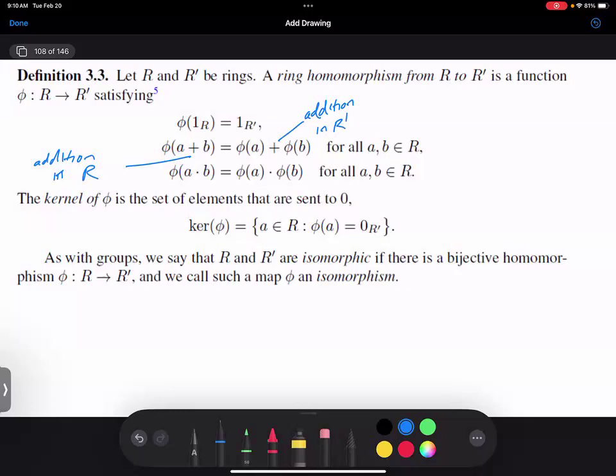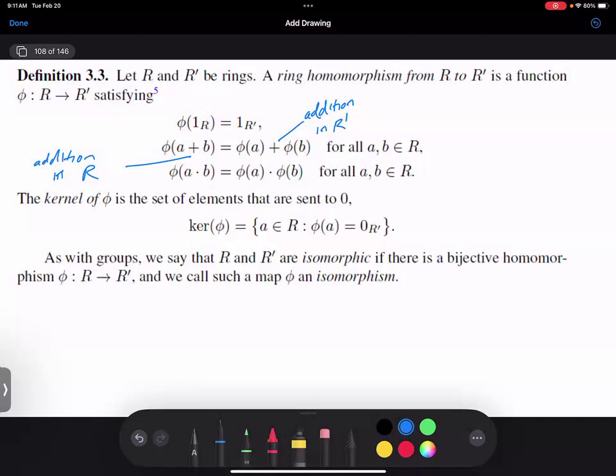We similarly have issues with the multiplication. In A dot B, it's multiplication in R. In phi of A dot phi of B, it's multiplication in R prime. And so what does a ring homomorphism look a lot like? It looks like a group homomorphism. And in fact, phi of A plus B is phi of A plus phi of B. That's just a group homomorphism.